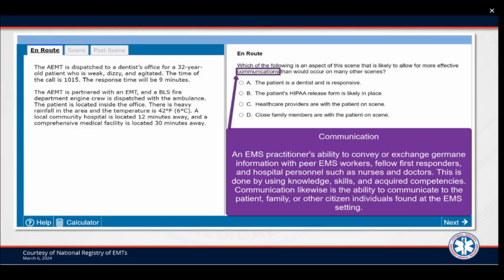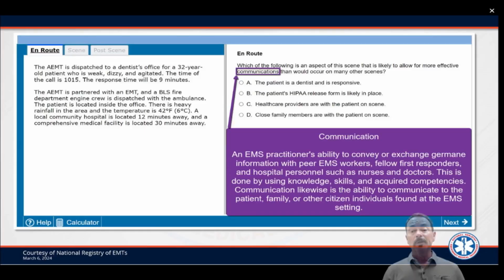Okay. So, the other thing about en route, we've got this whole thing about the advanced is dispatched to a dentist office for a 32-year-old patient who is weak and dizzy and agitated. The time of the call is 10:15. That's 10:15 a.m. Your response time will be 9 minutes. The advanced is partnered with an EMT, and a BLS fire department engine crew is dispatched with the ambulance. The patient's located inside of the office. There's heavy rainfall in the area. The temperature is 42 degrees Fahrenheit. A local community hospital is located 12 minutes away, and a comprehensive medical facility is located 30 minutes away.